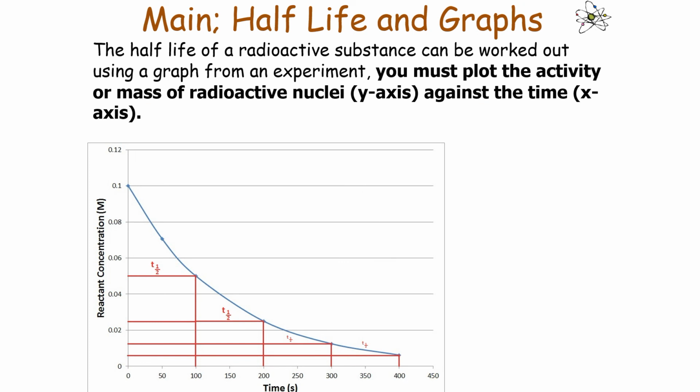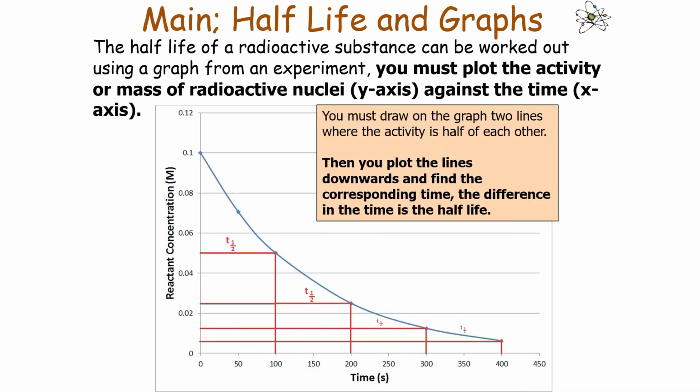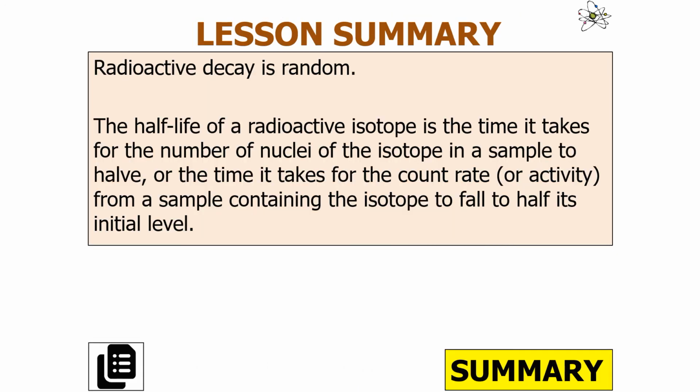Now, the half-life for a radioactive substance can be worked out from a graph in an experiment. So you can plot activity or mass or count rate against time, and then you must draw on the graph 2 lines where the activity is half of each other. You then plot the lines downwards and find the corresponding time, and the difference in the time is the half-life. So radioactive decay is a random process. The half-life of a radioactive isotope is the time it takes for the number of nuclei of the isotope in a sample to halve, or the time it takes for the count rate or activity from a sample containing the isotope to fall to half its initial level.